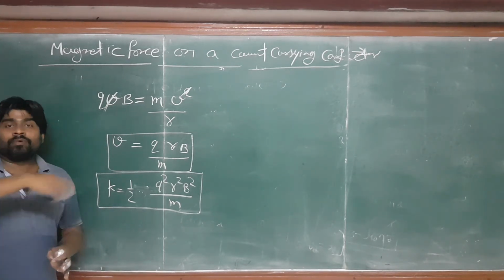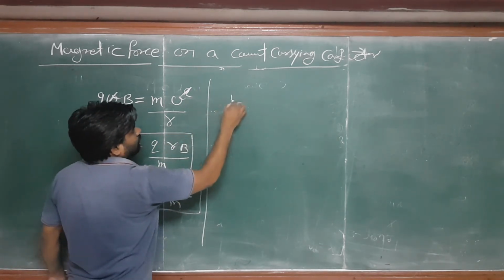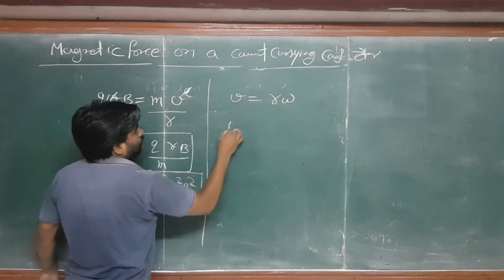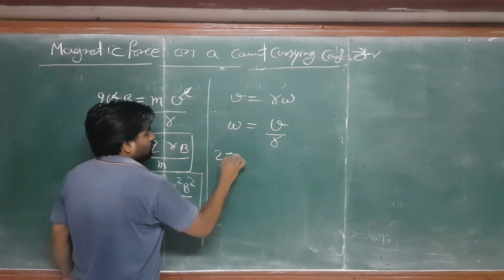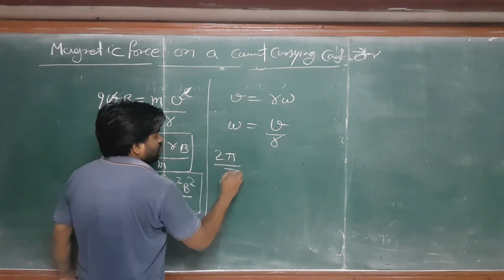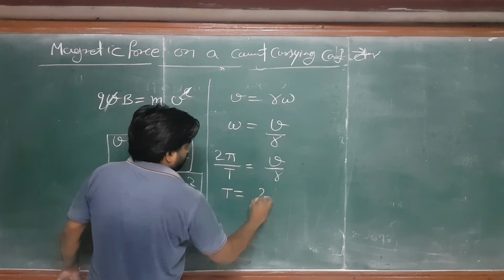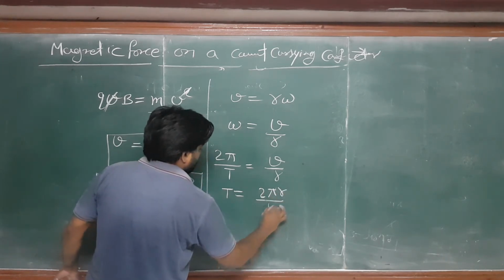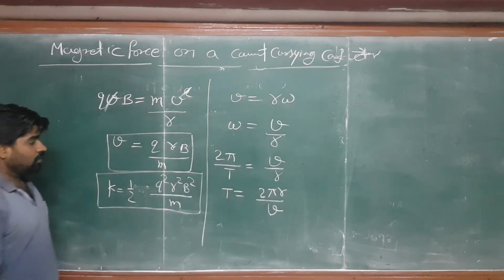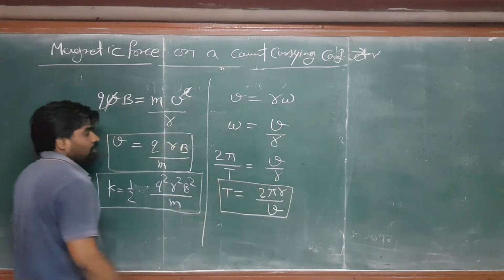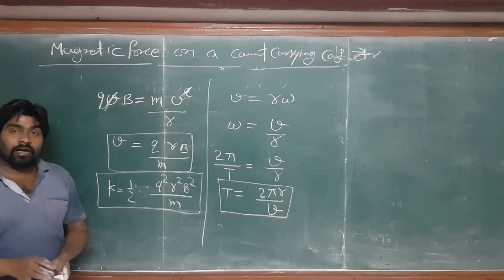You can also find the time period to complete one circle, one revolution. As we know, v is equal to r omega, so omega is equal to v by r, and omega is equal to 2 pi nu, or you can write 2 pi by T. So v by r equals 2 pi by T, and T is equal to 2 pi r by v. You can put the value of v from this equation, so the r will cancel. Okay, so you can find T also: how to find the time period, the speed and the kinetic energy.